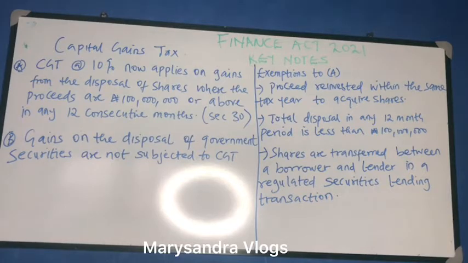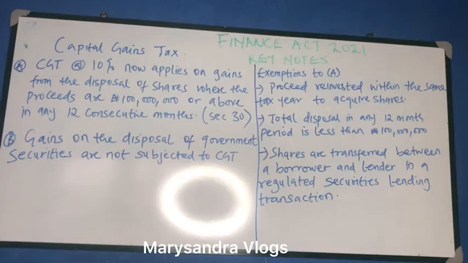It means that gains on the disposal of shares in which the proceeds are 100 million naira or above are now subjected to capital gains tax, in as much as it occurred within a period of 12 months. So it explains itself. B basically explains itself. It says gains on the disposal of government securities are not subjected to capital gains tax.